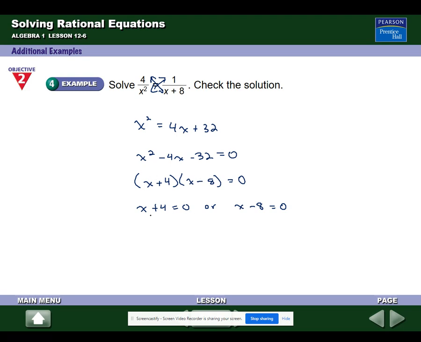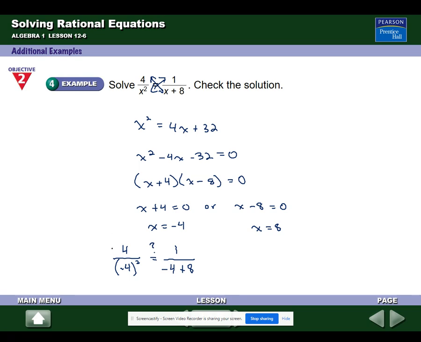So you may not need this line here, but just in case you do, and you subtract 4 from both sides, you're going to get negative 4. Here, if you add 8 to both sides, you get x equals 8. So we think we have two solutions. We think we have negative 4 and positive 8. Let's see if that actually works. Try negative 4 first. 4 over negative 4 squared is equal to 1 over negative 4 plus 8. And again, I like to put the question mark over the equal sign because I am wondering if that is true. Okay, and I think that one's going to work.